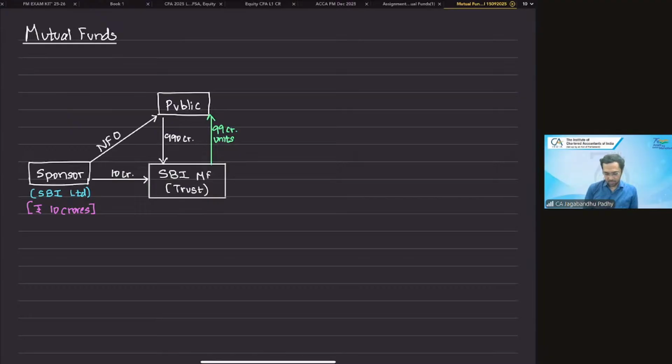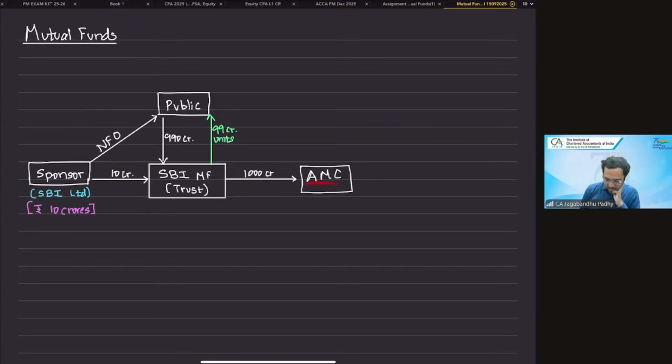Now, what is the total money that this mutual fund is having? 1,000 crores. That 1,000 crores will in turn be transferred to a company which is responsible for managing the funds. So this entire 1,000 crore will be given to the asset management company, which is going to be headed by a portfolio manager, right? Which is going to be headed by a fund manager, and that fund manager is entrusted with the task of managing this entire 1,000 crores.